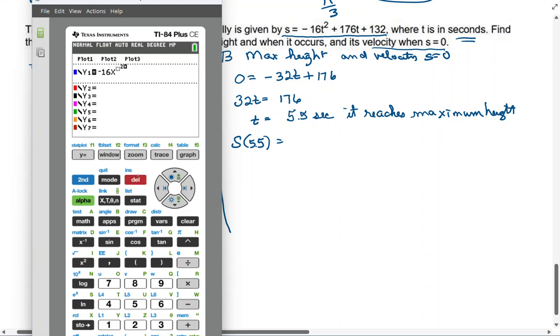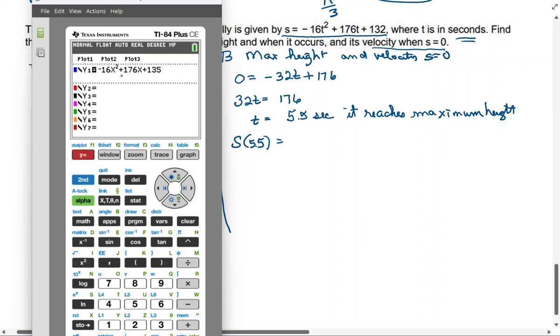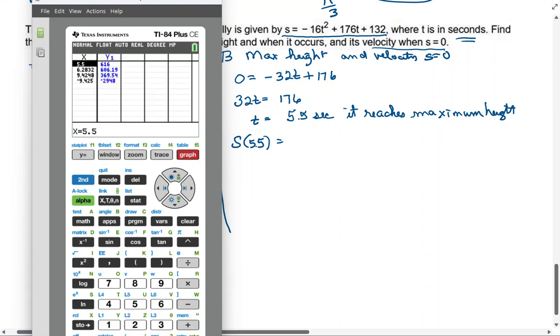Plus, plus. No minus, no plus. Oh, did I do something wrong? Let me look. A negative? It's supposed to be 132. Oh, I got you. Thank you for that. Appreciate it. It looks like 616. Is that what you all got?